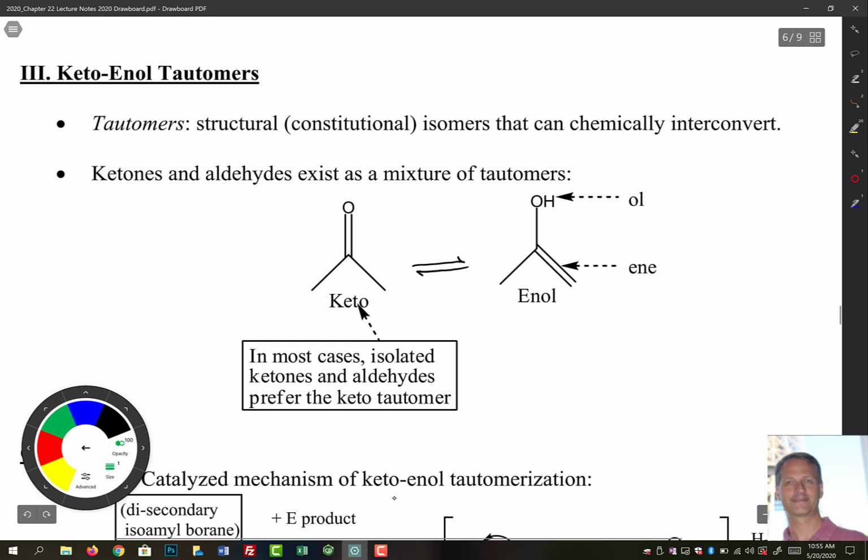So remember that the keto form is an aldehyde or a ketone, and typically speaking, this predominates at equilibrium. In the case of acetone, I think it's about 99%, and the enol is about 1%. Recall it's called an enol because you've got your double bond, your alkene, and you've got your alcohol over here.